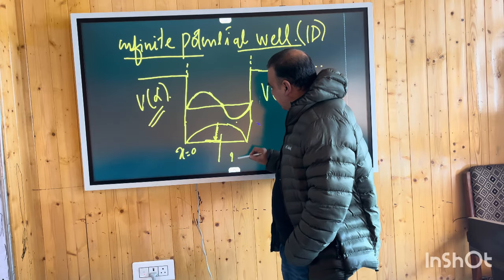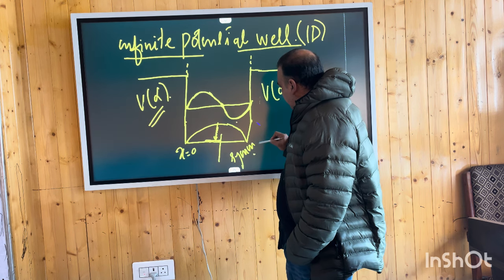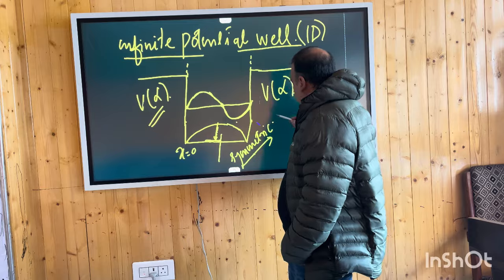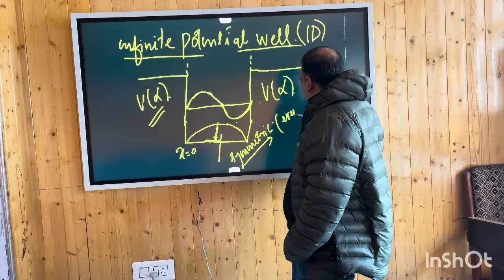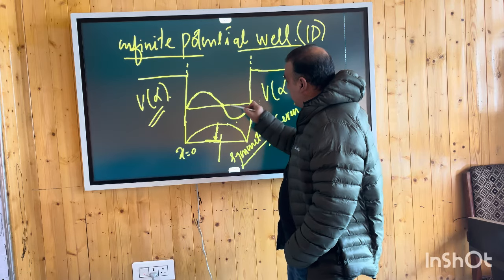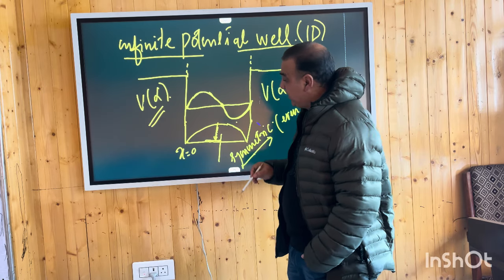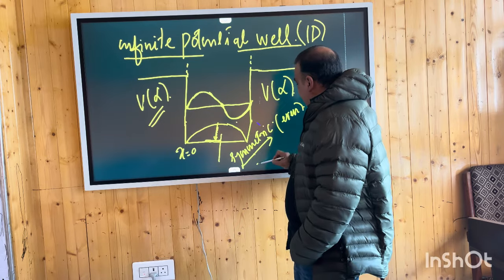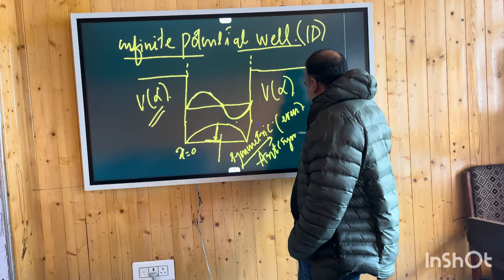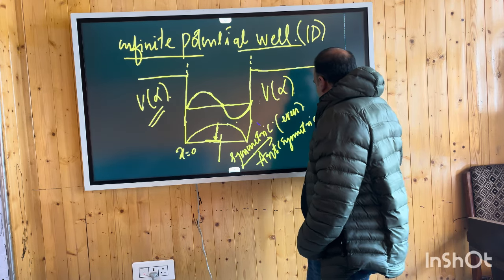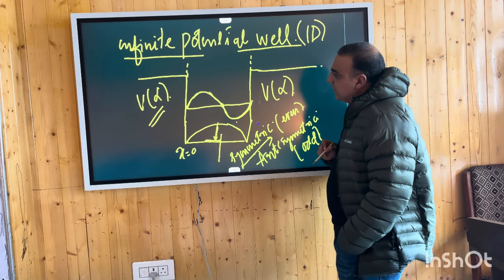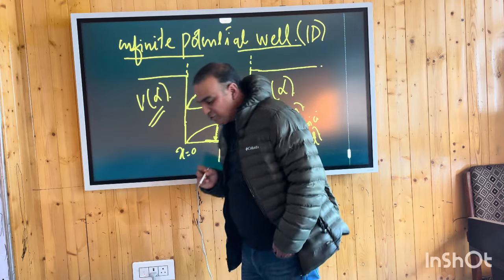This is purely symmetric. So if it is symmetric, you can describe this result in terms of even functions. And this one is purely anti-symmetric, so you can represent this anti-symmetric result in terms of odd functions. So what's going on? What's going on?